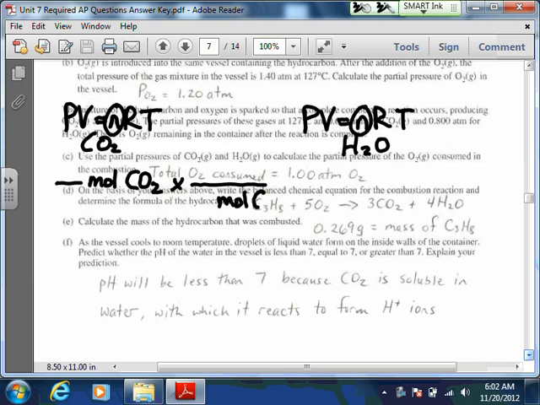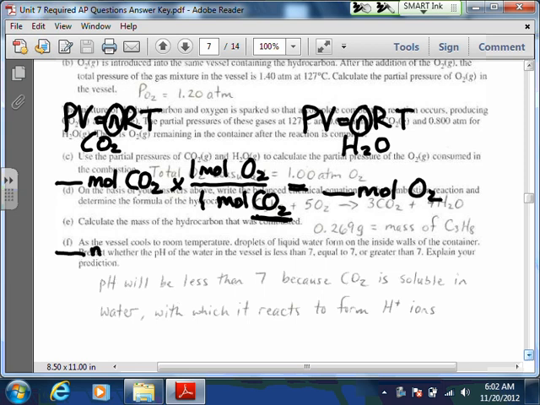So we're going to say in 1 mole of CO2, we have 1 mole of O2. Okay, because if you look at the formula CO2, there's 1 O2 in every CO2 molecule. Okay, so that's a 1-to-1 ratio. So however many moles of CO2 we have, that's going to tell us a certain number of moles of O2 that we have. Okay, and we're going to do the same thing for H2O.